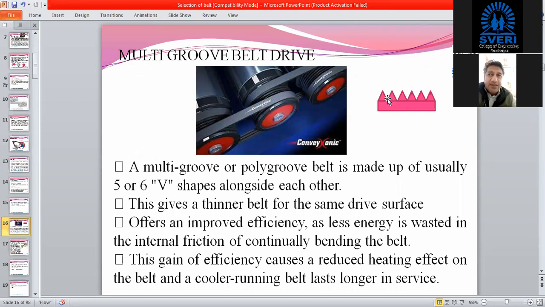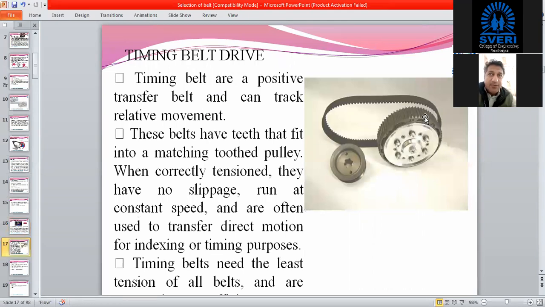In this case, multiple V grooves are provided on the belt, and these multiple V grooves come in contact with the V grooves provided on the pulleys, and that's why they give us better results as compared to the V belt as well as the flat belt. Getting it? Any question?